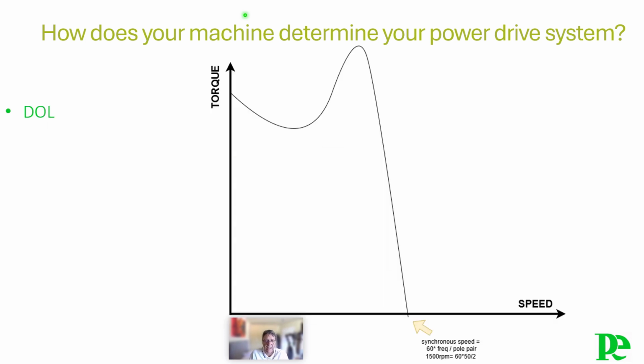For now, let's take a look at the old-fashioned torque versus speed characteristics of an asynchronous direct online motor. Typically, the synchronous speed is 60 times the frequency divided by the number of pole pairs. In a 4-pole motor on 50 Hz, this leads to 1500 RPM, or 1500 revolutions per minute.